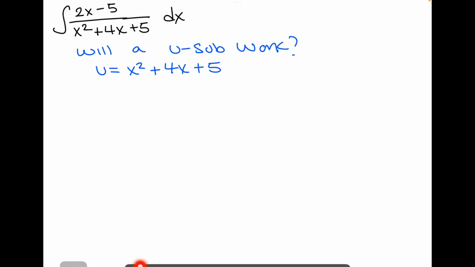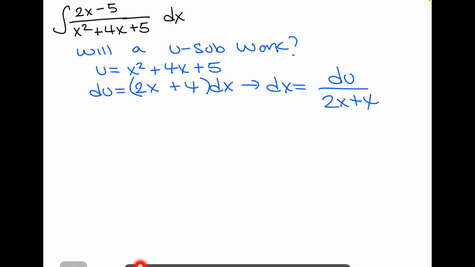So the first thing I would try with this problem is, does a u sub work? We have something with an x squared in the denominator, and I have something with a 2x in the numerator. So trying a u sub is a really good idea in this case. I would let u equal the denominator, x squared plus 4x plus 5. Let's see what happens when we try to do that u sub.